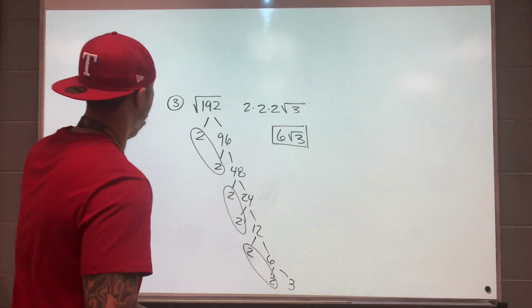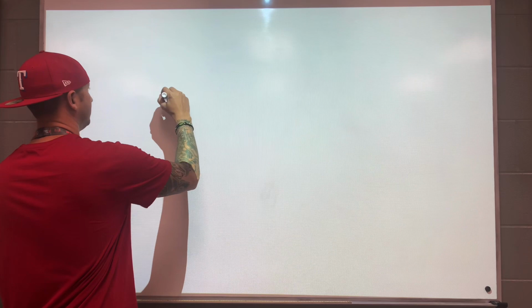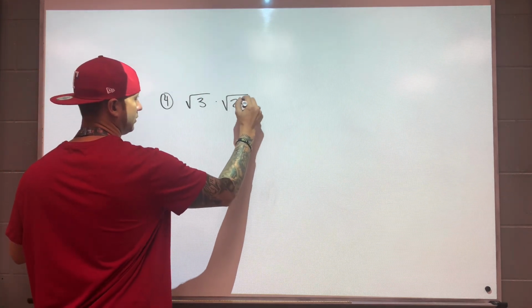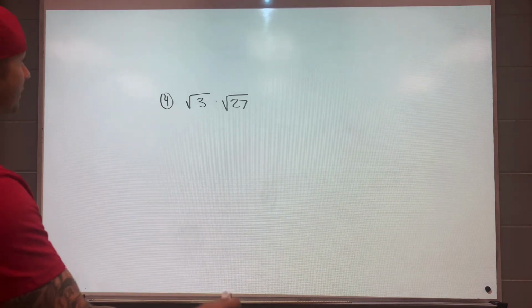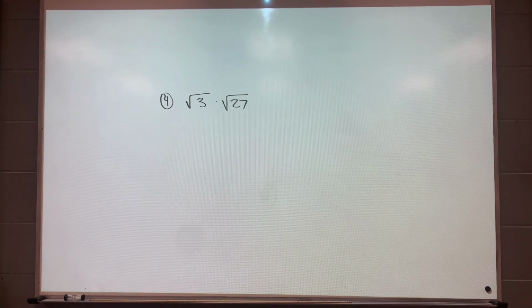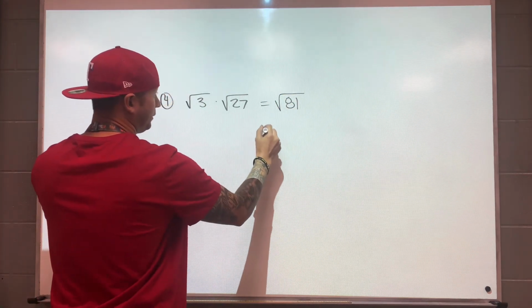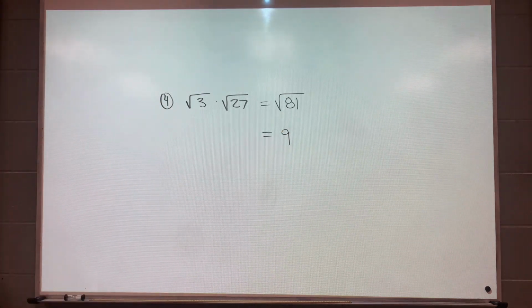Root 3, root 27. When we're multiplying square roots, we can multiply the argument, the part on the inside. So what's 3 times 27? 3 times 25 is 75. Plus 2, 4, 6, so 81. Square root of 81. That's a perfect square. That's 9. Too easy.